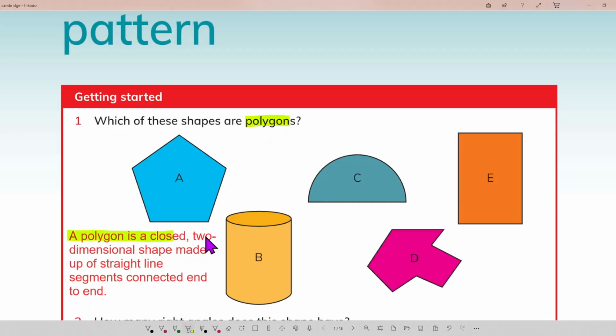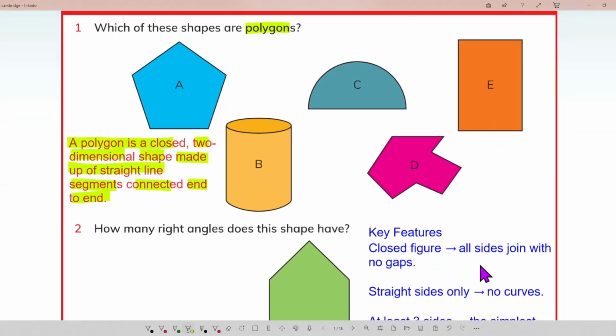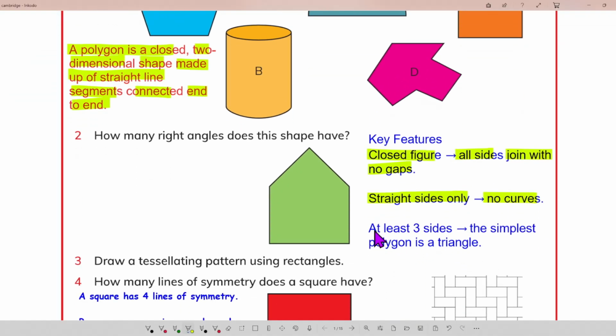A polygon is a closed two-dimensional shape made up of straight line segments connected end to end. So what is the feature? First we also need to know the key features: a closed figure, all sides join with no gap, straight sides only, no curve, at least 3 sides. The simplest polygon is a straight line.